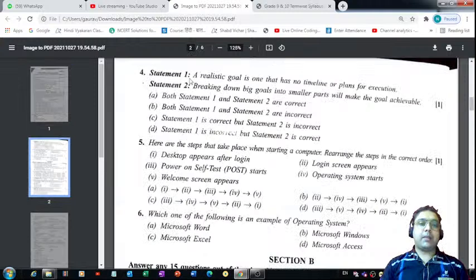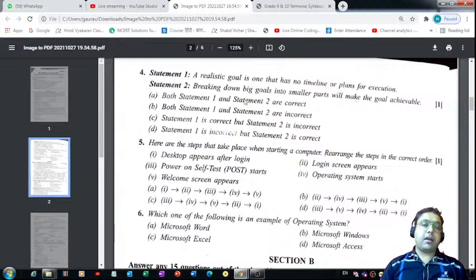Statement one is, a realistic goal is one that has no timeline or plans for execution. Okay. And then what is statement two saying? Breaking down big goals into smaller parts will make the goal achievable. Right. So a realistic goal is one that has no timeline or plans for execution. Is it right? I think it's not a correct statement. Okay, but this one is true. Breaking down big goals into smaller parts will make the goal achievable.